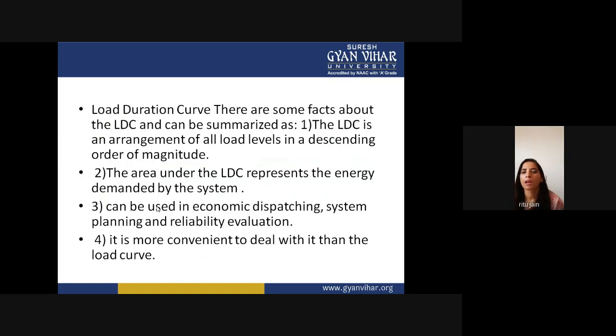Now, let's come to the load duration curve. We discussed the daily load curve; we plot the daily load curve between time and load. The load duration curve is an arrangement of all load levels in descending order of magnitude. First you have to take your maximum, highest load, after that the load which is less than the maximum load. Then you select these loads in descending order.